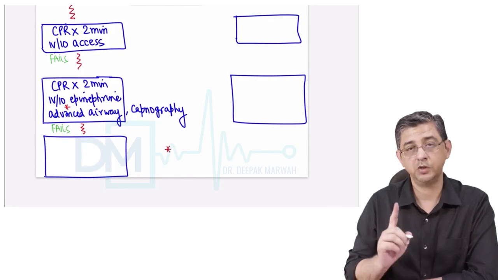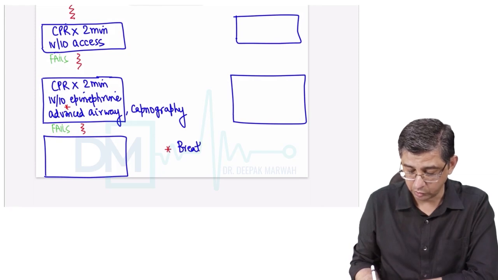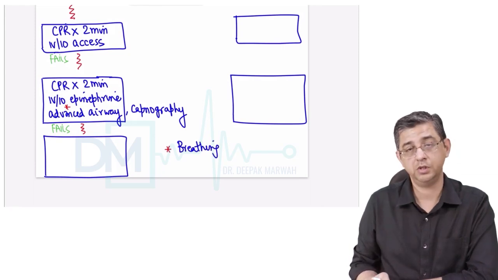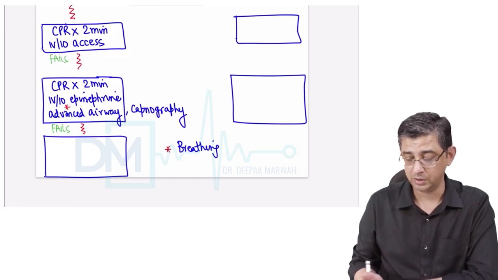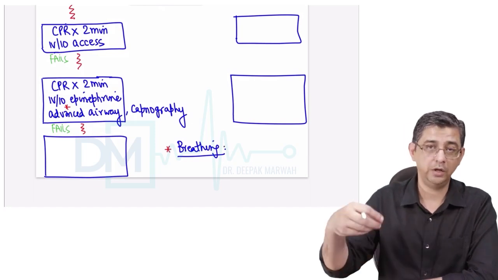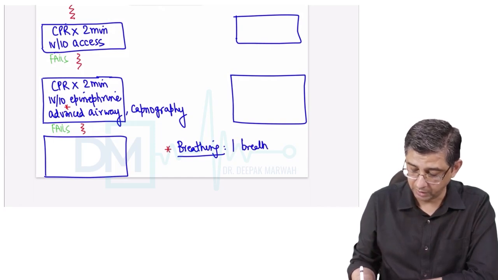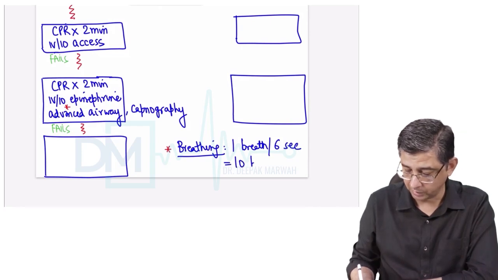Once advanced airway has been secured in the patient, the breathing of the person will not be the same 30:2. Before the intubation was done, it was 30 chest compressions, 2 rescue breaths. Now, because you are going to attach the endotracheal tube to the ambu bag, you will be giving one breath to the patient every 6 seconds. That will mean a total of 10 breaths per minute will be delivered to the patient.